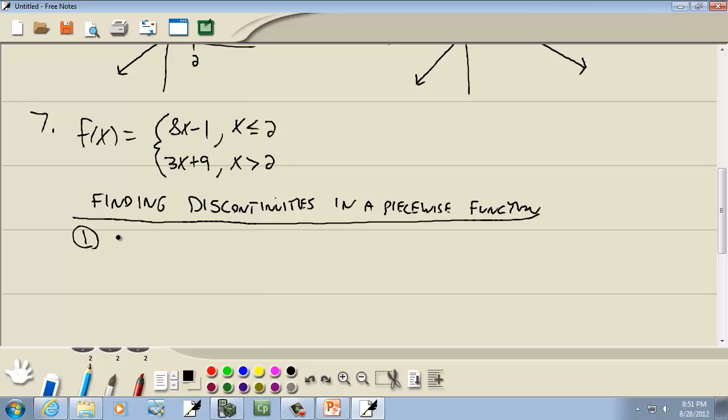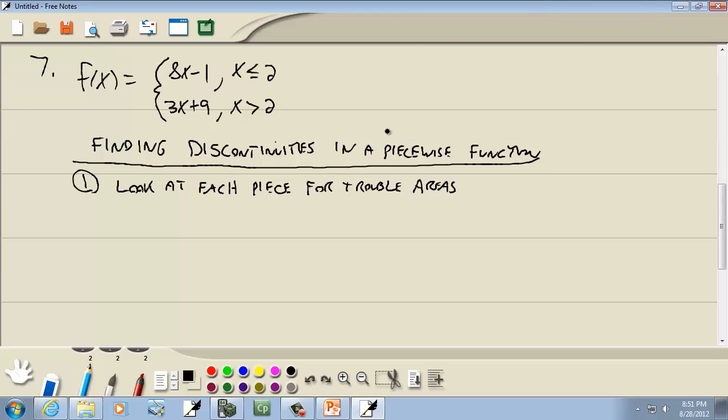Find the discontinuities in a piecewise function. Step 1. Look at each piece for our trouble areas. Now remember, our trouble areas were where we have a fraction, specifically with an x downstairs, where we have a radical, or where we have a piecewise function.